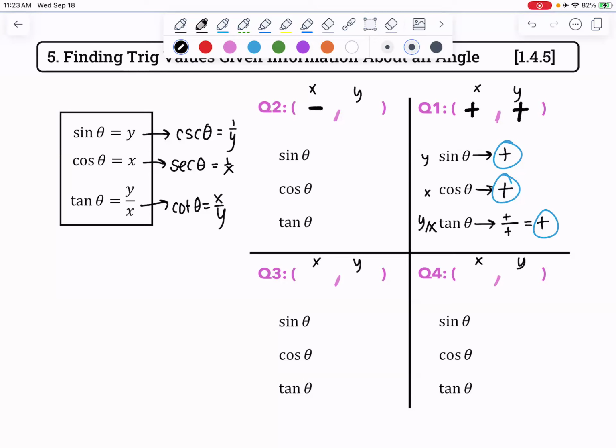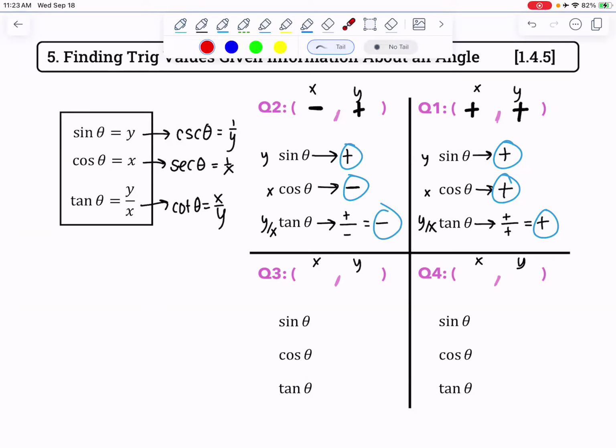In quadrant two, the x values are negative, but they're positive y values. So sine, which again is y, is positive. Cosine is negative because the x value is negative. Tangent is a positive y divided by a negative x, and a positive divided by a negative is a negative. So in quadrant two, only sine and sine's soulmate cosecant are positive. The other ones are negative.